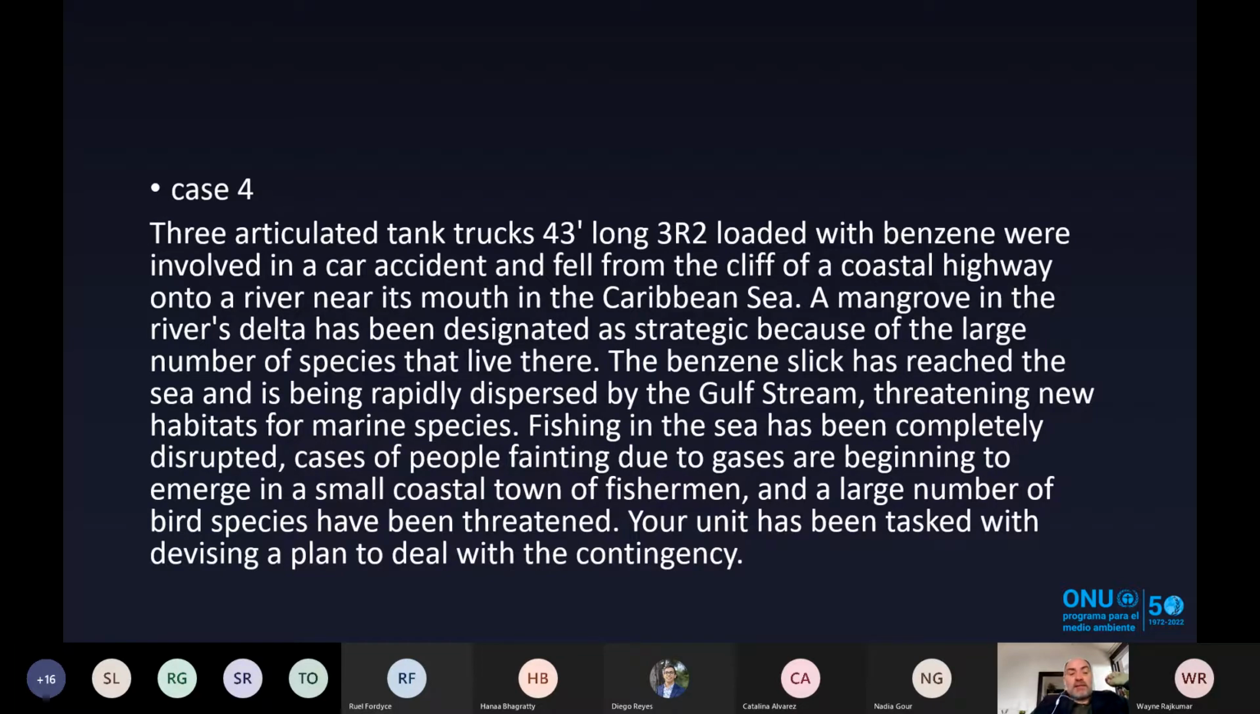Your unit has been tasked with devising a plan to deal with the contingency. So according to what Diego just showed before, what would be the first step for using this large version of the FEAT tables?